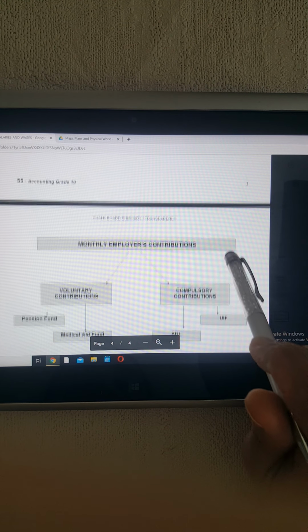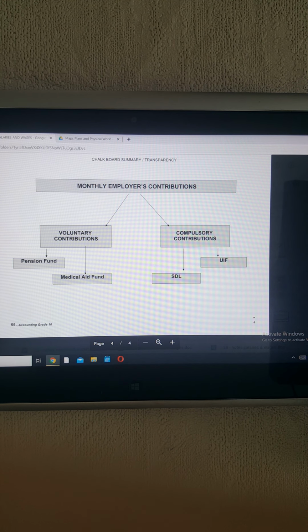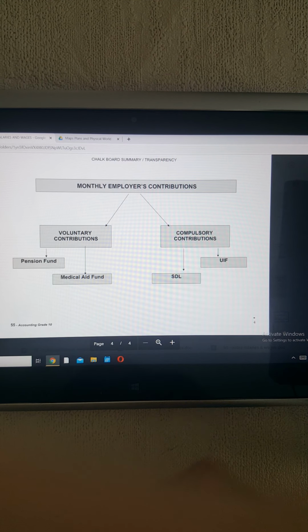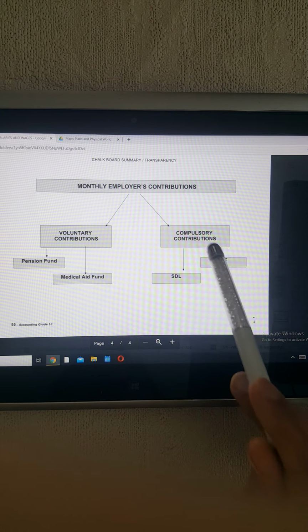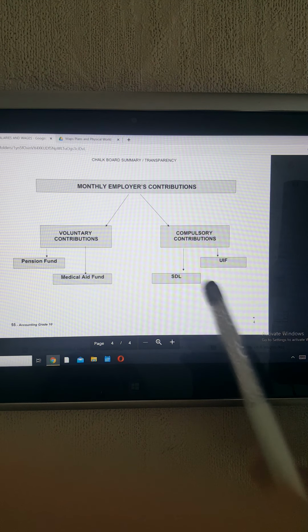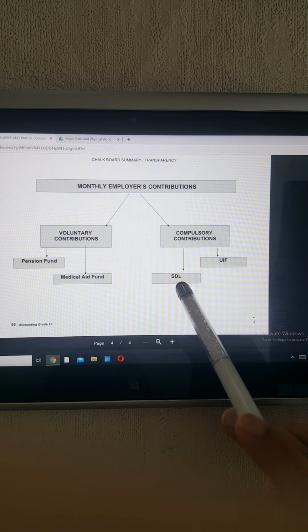So let's have a look at the summary. Okay, here are the monthly employers' contributions. Again, if you have access to print, you can print it out and stick it in your book. Look, we're looking at the person who's hiring the people or owning the business. He has compulsory and voluntary contributions. What is compulsory for him to do? Pay the UIF. He has to pay 1%. And SDL is also 1%, he has to pay it, right?